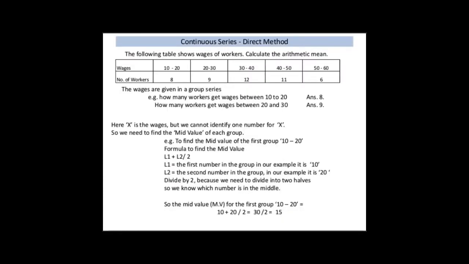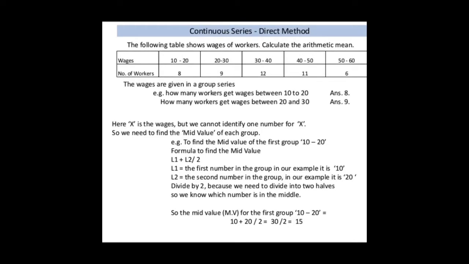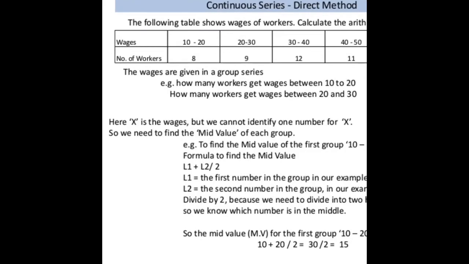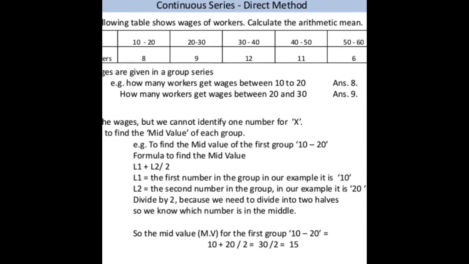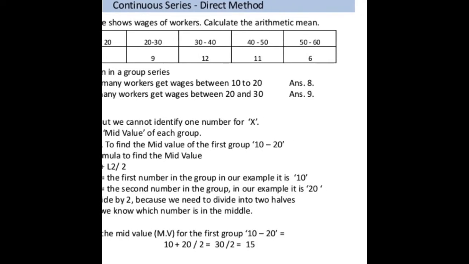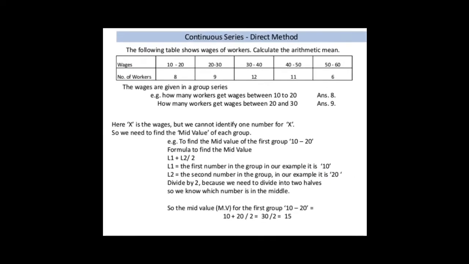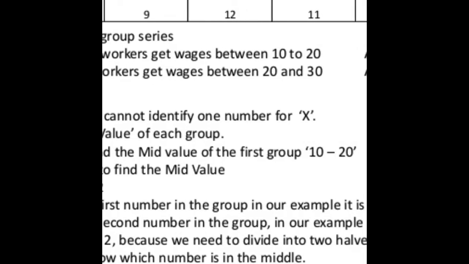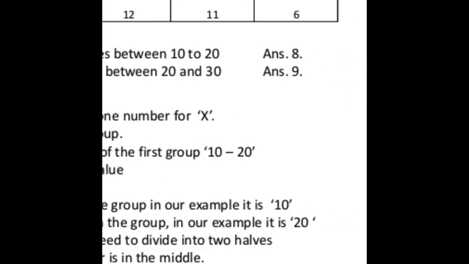Now, we will learn how to calculate mean in the continuous series. Continuous series, as you know, is the series that has class intervals. So, here the wages are given as 10 to 20, 20 to 30, 30 to 40, 40 to 50 and 50 to 60. Whereas, the number of workers, which will represent frequency, is given as 8, 9, 12 and 11, and in the last category 50 to 60 it is 6.